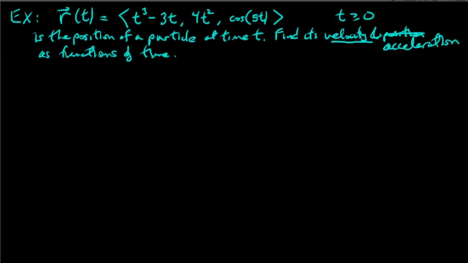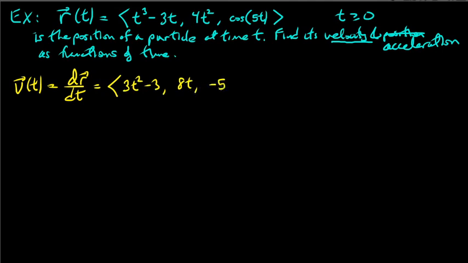So we did this in the last video. If you want to find the velocity, you just take the derivative. And now we know how to take the derivative. You just take the derivative of each component separately. So we get 3t squared minus 3, 8 times t, and then negative 5 times sine of 5t. So that's the velocity.